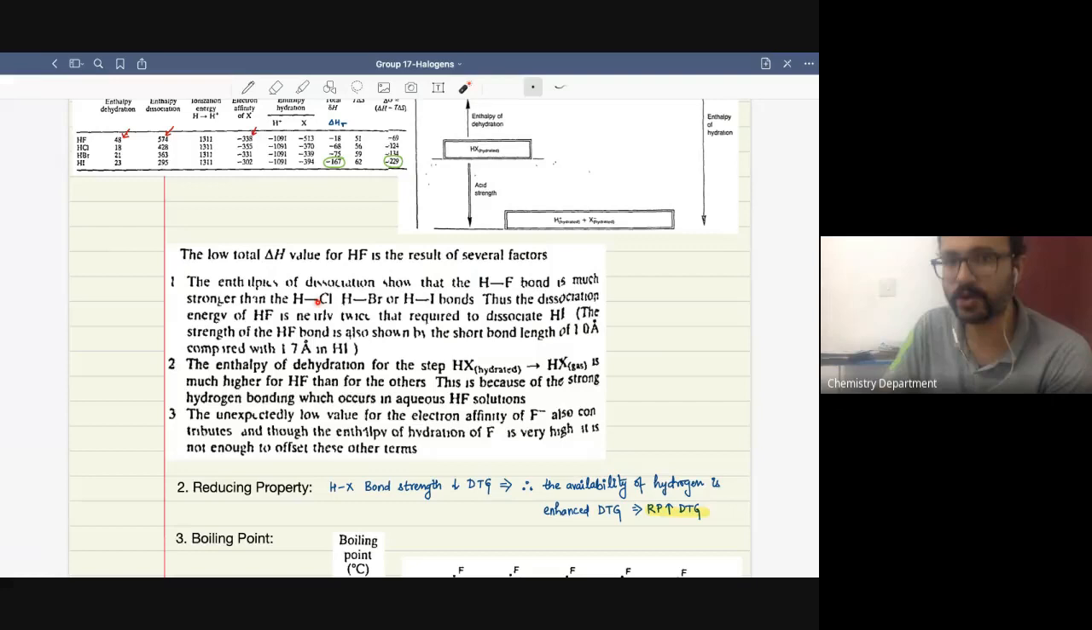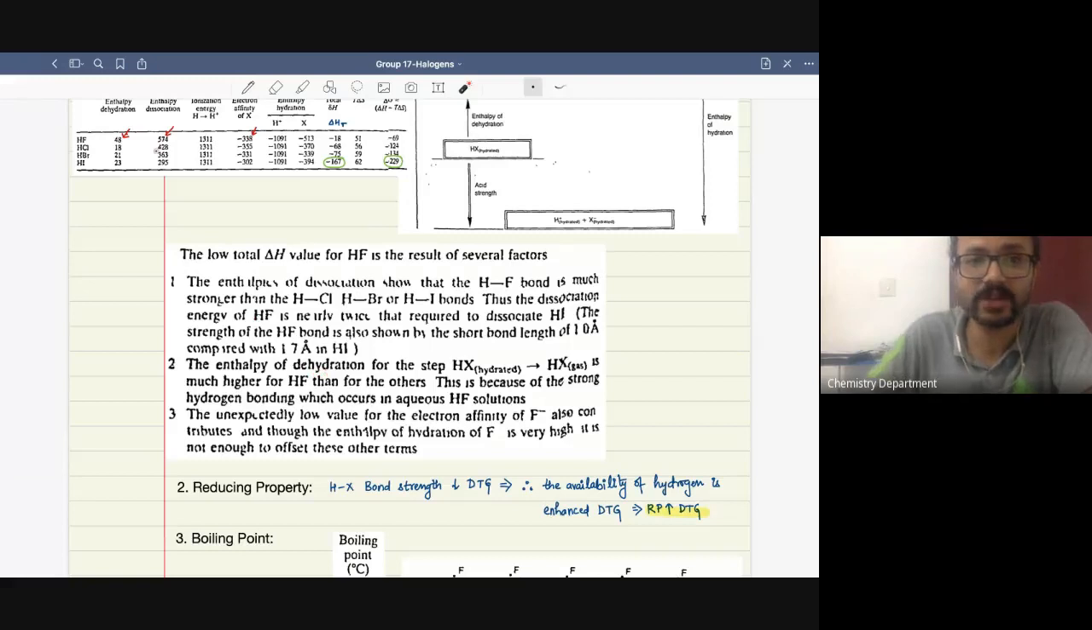As we go down the group, these bond lengths will keep increasing because of the reduction in the electronegativity value. As the bond length is shorter, it is a stronger bond, and that is why HF is a stronger bond in comparison to the other HX molecules. Then another thing that we discussed is the enthalpy of dehydration.